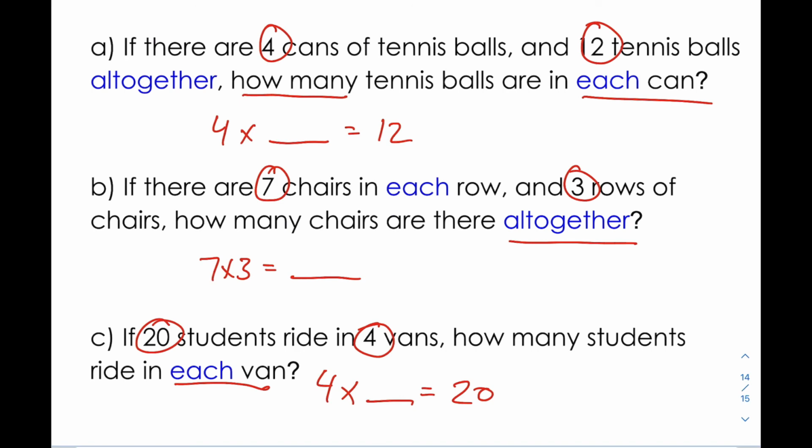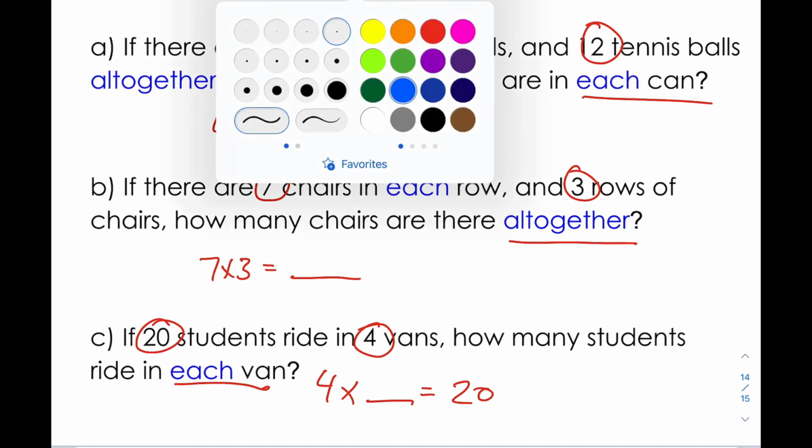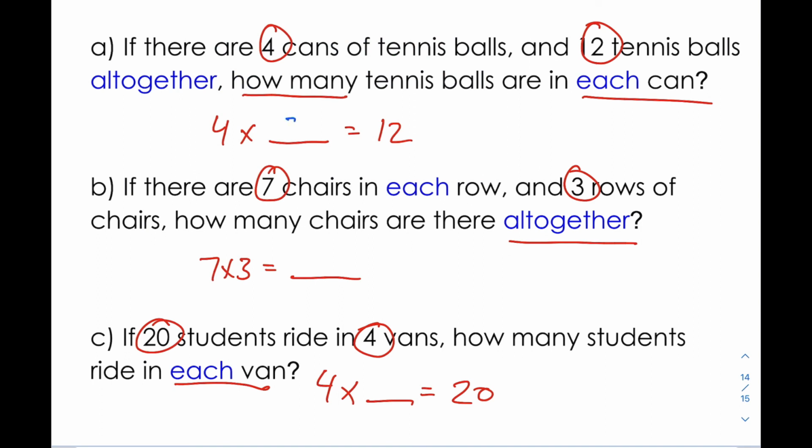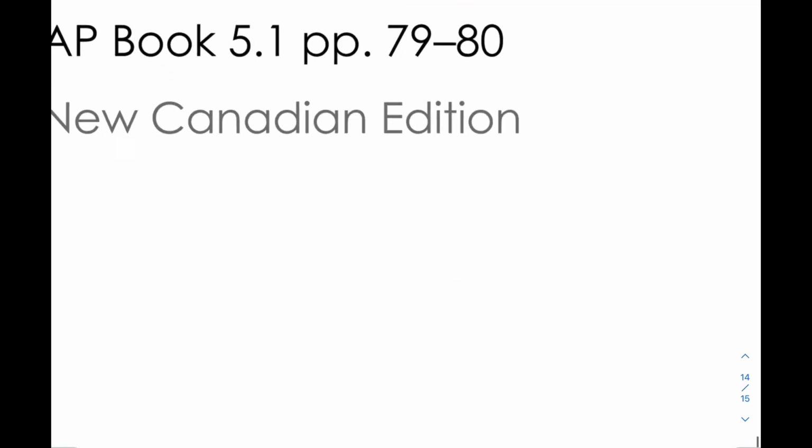So you could probably use your multiplication facts to quickly solve these. 4 times 3 is equal to 12, 7 times 3 is equal to 21, and 4 times 5 is equal to 20.